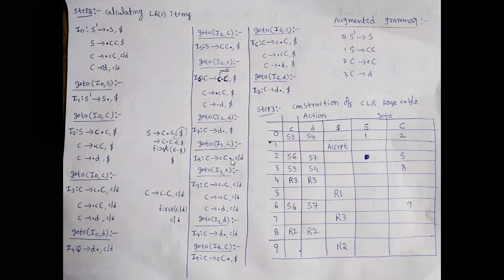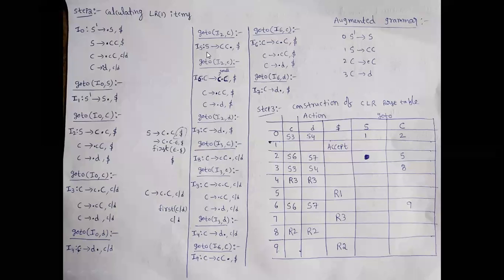So after the dot is there any terminal or non-terminal? There is no terminal or non-terminal. Then we are naming a different name. So I7 is completed. Then I8. Is there any production with this one?